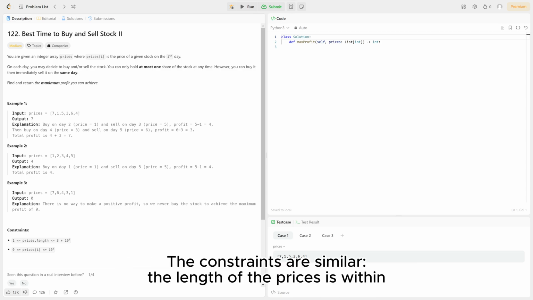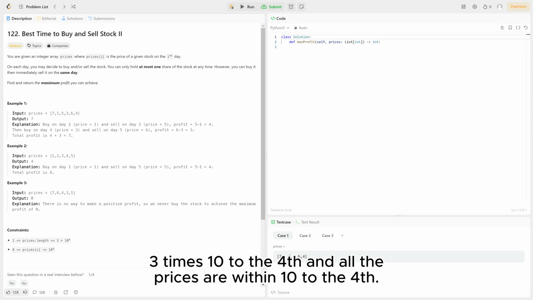The constraints are similar. The length of the prices is within 3 times 10 to the 4th, and all the prices are within 10 to the 4th.